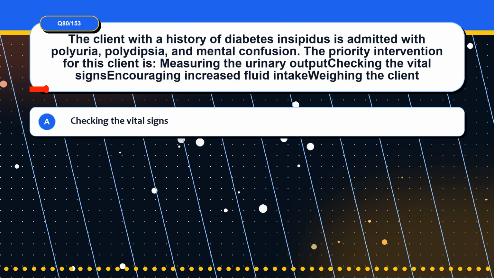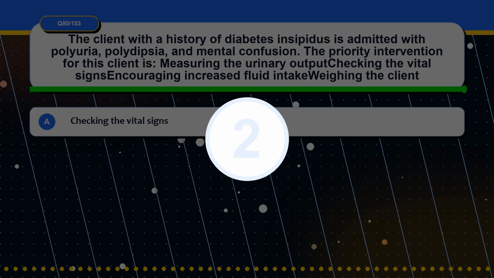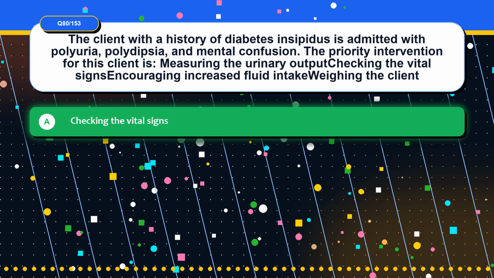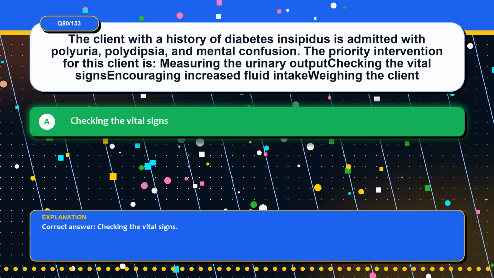Question 80. The client with a history of diabetes insipidus is admitted with polyuria, polydipsia, and mental confusion. The priority intervention for this client is measuring the urinary output, checking the vital signs, encouraging increased fluid intake, or weighing the client. The correct answer is option A, checking the vital signs.